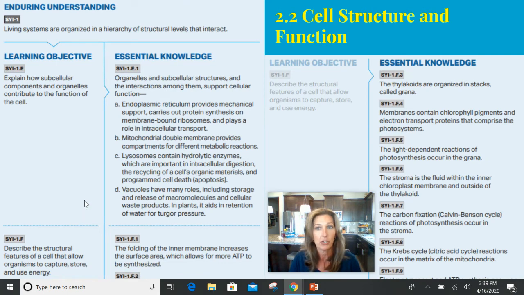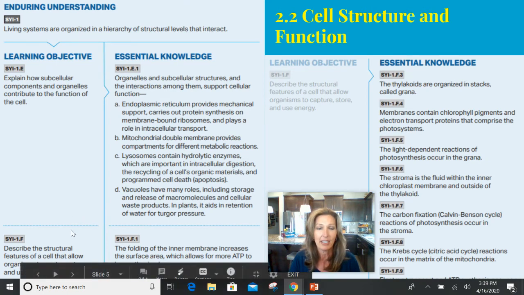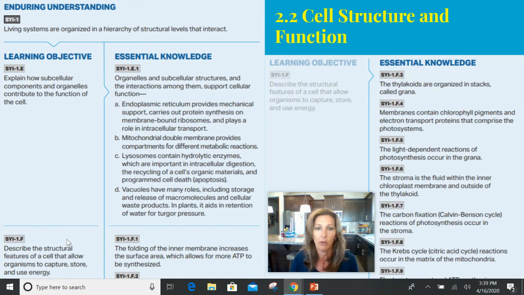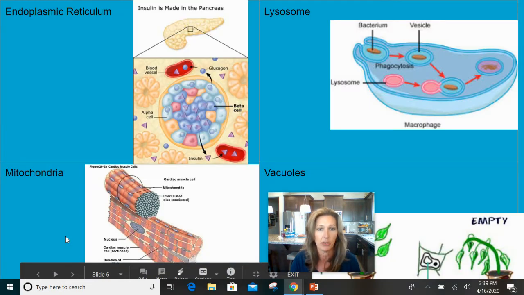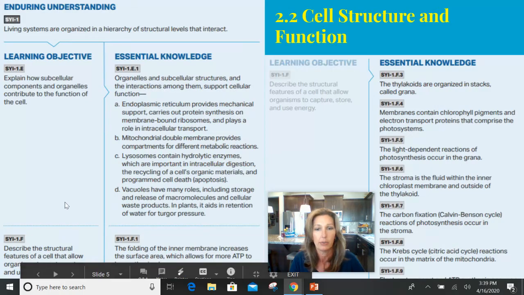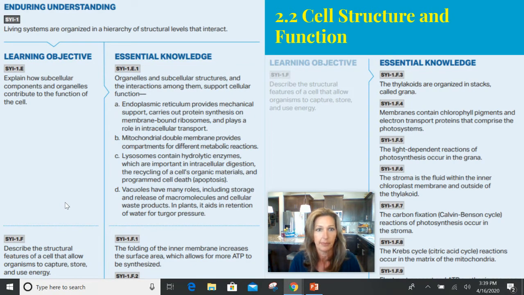capture and store energy, which is really what they're talking about here. Make sure that you know how the structure of the mitochondria and the chloroplast really play a role in aerobic respiration and photosynthesis, which we'll get to in Unit 3. But in this one, we need to make sure that we're understanding those structures a little bit better.